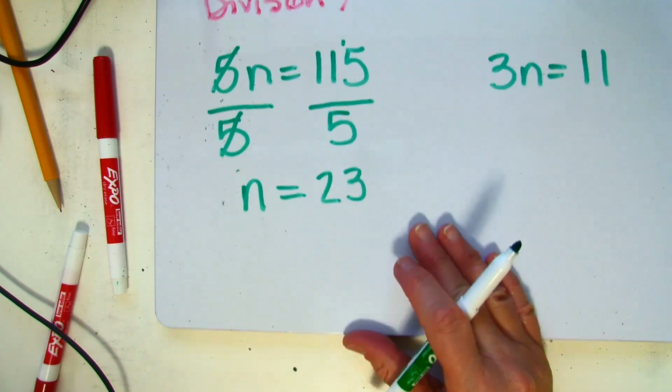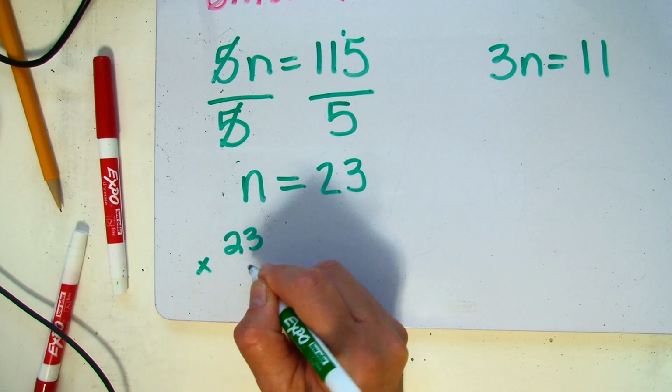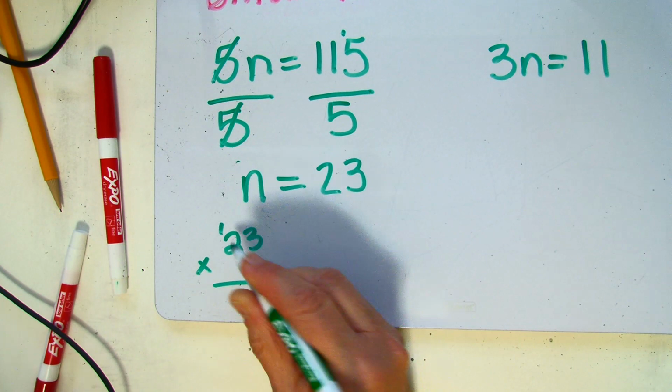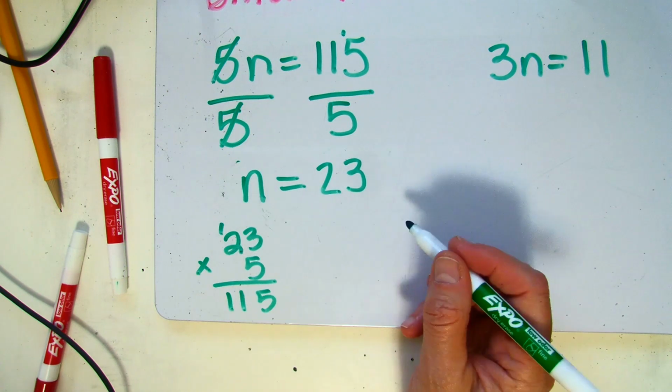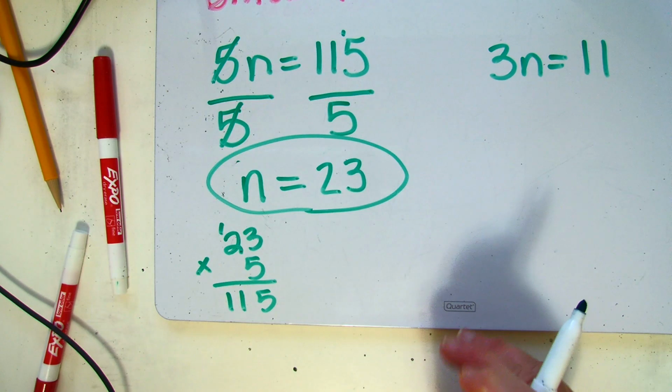Now if I were to double check, 23 times 5, that's going to be 115. 10 plus 1 is 11. So yes, that is my solution.